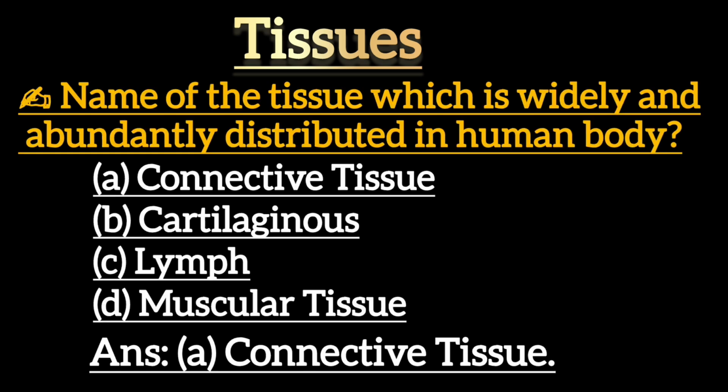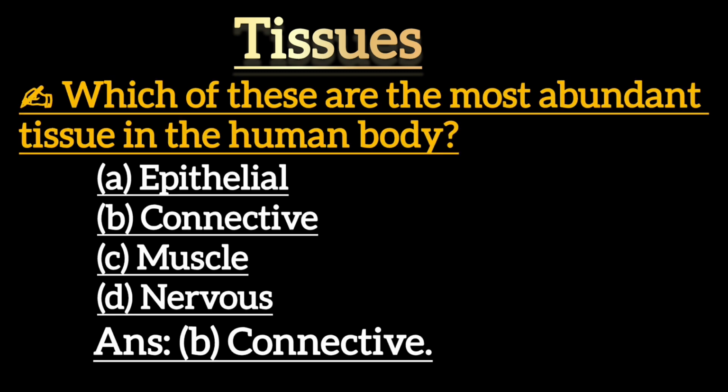Next one is name of the tissue which is widely and abundantly distributed in human body. Option A, connective tissue. Option B, cartilaginous. Option C, limb. Option D, muscular tissue. Correct answer is option A, connective tissue. Next one is which of these is the most abundant tissue in the human body? Option A, epithelial. Option B, connective. Option C, muscle. Option D, nervous. Correct answer is option B, connective tissue.